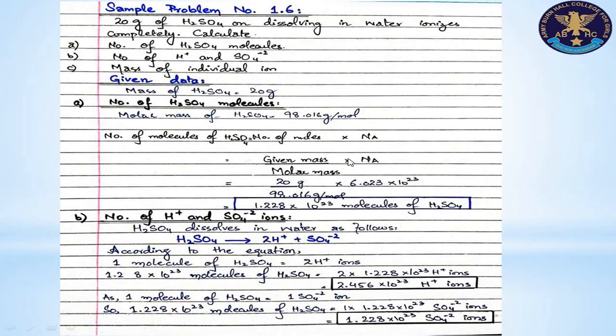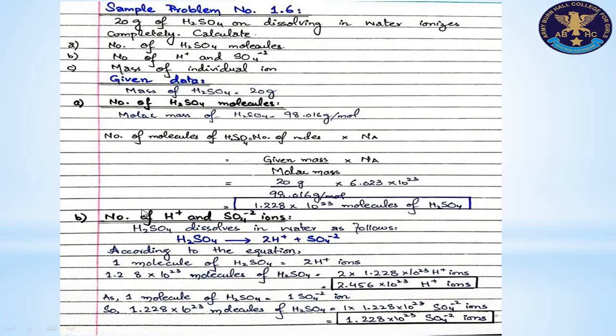After putting in all these values, the given mass of sulfuric acid is equal to 20 grams and the molar mass of sulfuric acid is 98.016 grams per mole. After calculating, the number of molecules of sulfuric acid will be equal to 1.228 into 10 raised to the power 23 molecules of sulfuric acid.